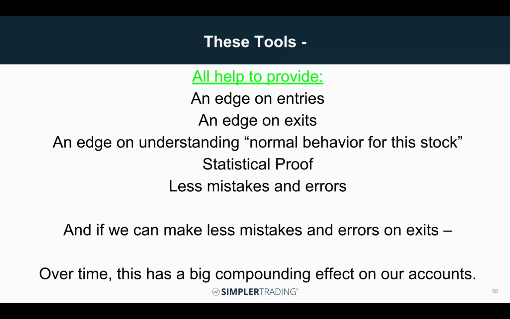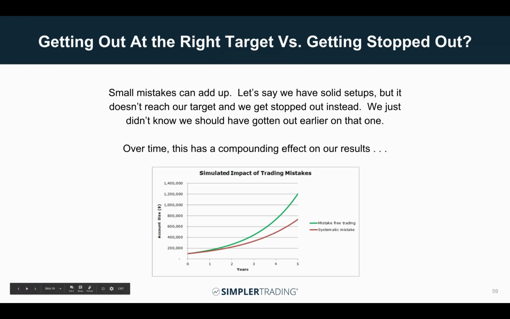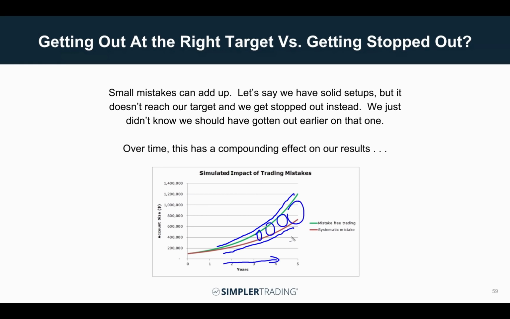And if we can get fewer mistakes and errors on exits, over time, this has a big compounding effect on our accounts. The way I like to think of this is that we may have an uptrending equity curve, but over time, if we can eliminate mistakes, what is the impact on that equity curve? As you can see, as you go further down in time, the result can be hundreds of thousands of dollars. So it's important to know that when you can eliminate those little mistakes, it adds up in terms of the amount of equity in your account.